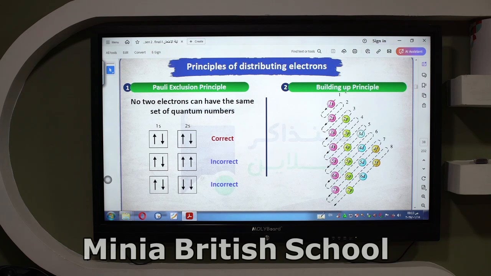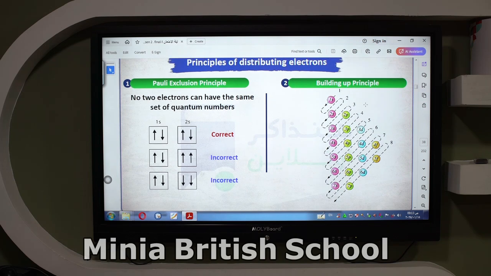The second rule is the building up principle. As we said, we have energy levels, and each energy level has its own amount of energy. So we cannot fill a principal energy level that has higher energy before filling the lower one. We cannot begin with the second energy level until the first principal quantum number is completely filled. So we begin with 1s, 2s, 2p, 3s, 3p, and s, p, d, f is the right arrangement by amount of energy. So s is the lowest energy and f is the highest energy.